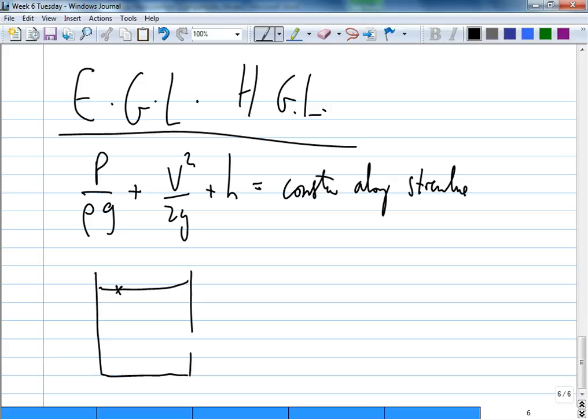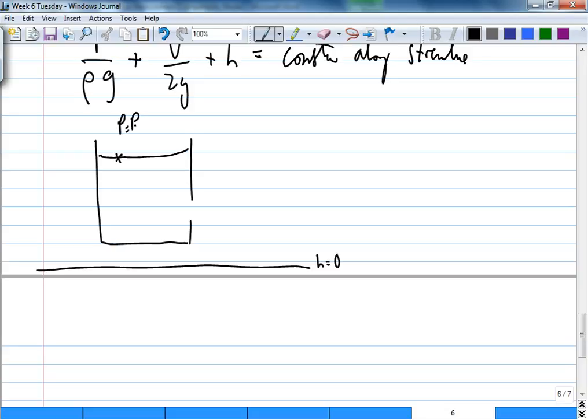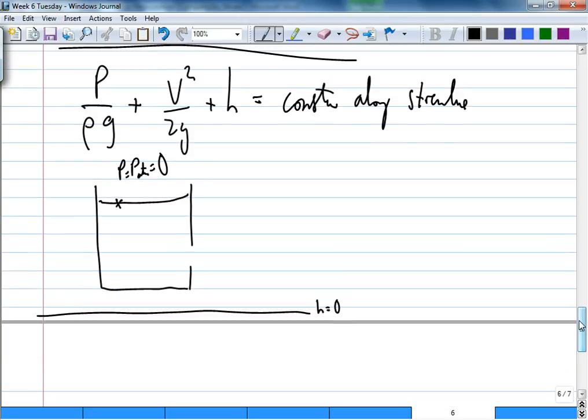Nothing much, isn't it? Normally we have some datum, say some datum below here. Here H is equal to 0. You can choose any arbitrary datum you like. So at this point, what's the pressure? P atmospheric. And normally we write in terms of gauge pressure, so that one we just put to 0. And what's the velocity?